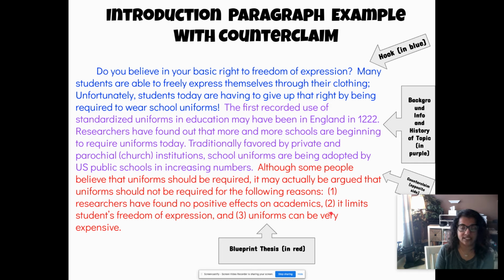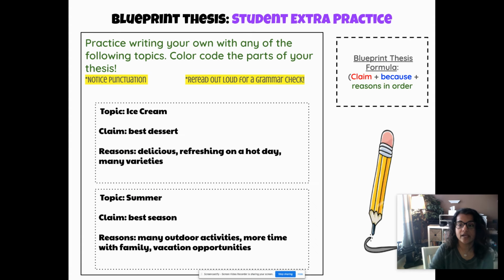And then I listed the same thing with the colon and numbered them. So the counterclaim is just although some people believe, and then say the opposite side, comma, then you start with your side and do the regular blueprint thesis formula. Okay, if you need some extra practice, I would say do this practice on notebook paper and try it out and get your feet wet in it.